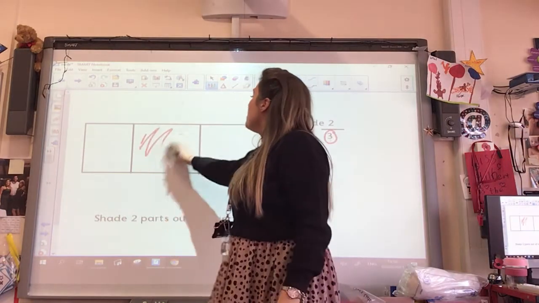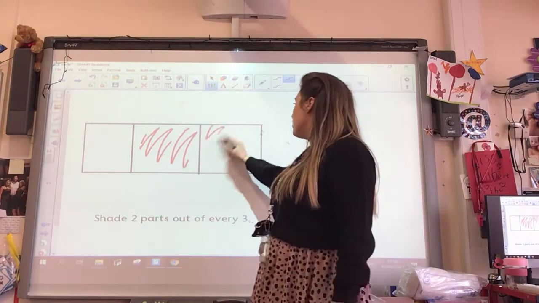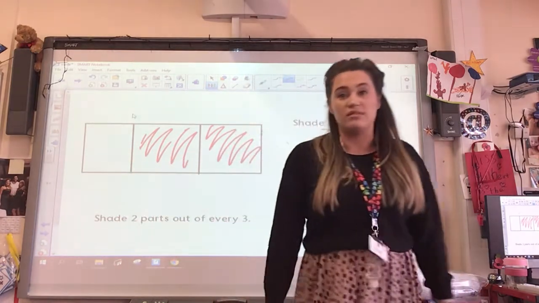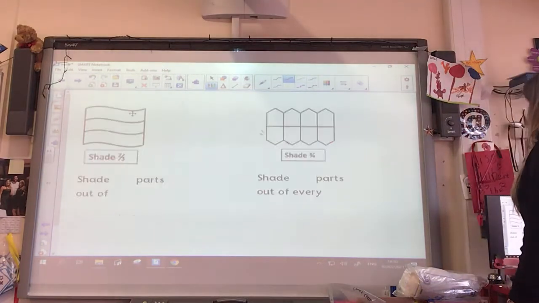And it doesn't have to be specific 2 parts. It can be whichever 2 parts you wish. You can colour in these 2, colour in those 2, colour in these 2. It's up to you. It doesn't matter. As long as there are 2 equal parts coloured, it's the same fraction.